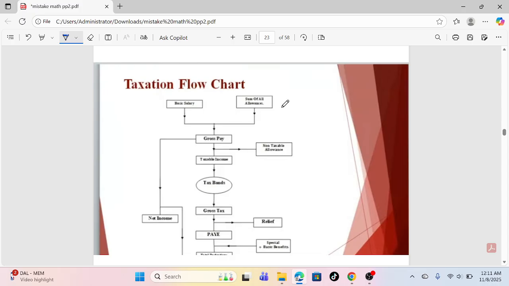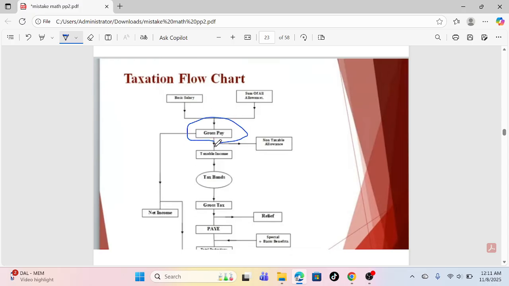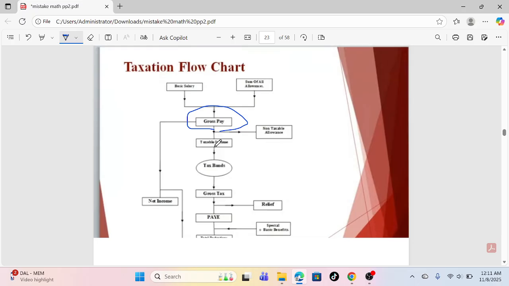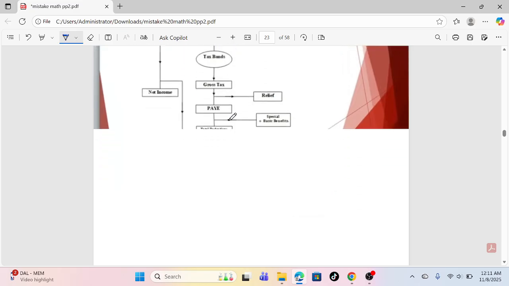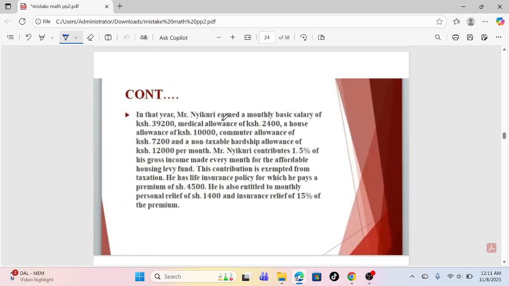So basic salary plus all allowances unapata nini? Gross pay. Remember that the taxable income inatoka from basic salary plus all allowances. In that year, Mr. Yuki earned a monthly basic salary of Ksh 39,200. So he's entitled to a monthly personal relief of 1,300 and insurance relief of 15% of the premium.